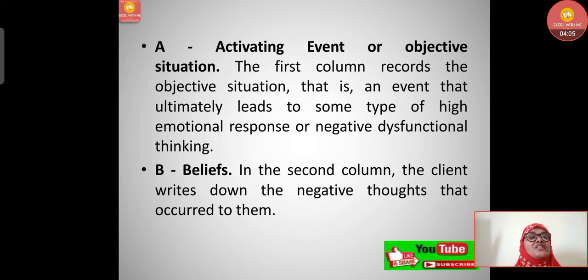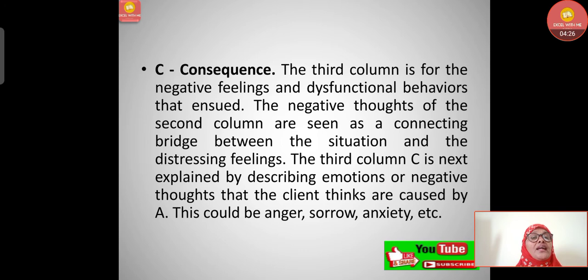Second, beliefs. In the second column, the client writes down the negative thoughts that occurred to them. That means in the first column A, they will write whatever the objective situation is. And then secondly, what negative thoughts they are having in their life. Then C, the consequences, what was happening to them.